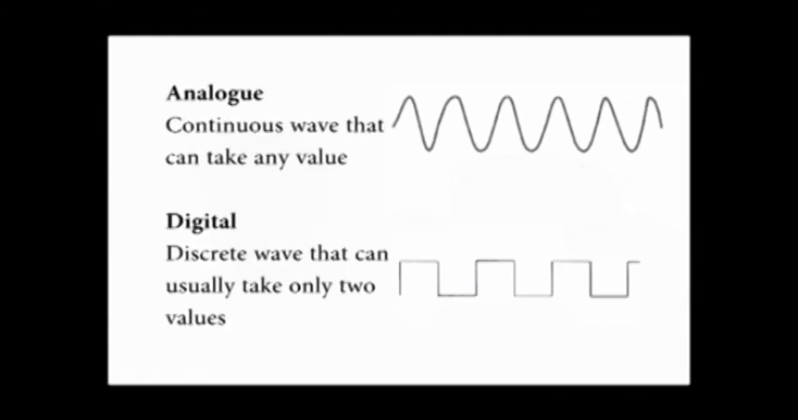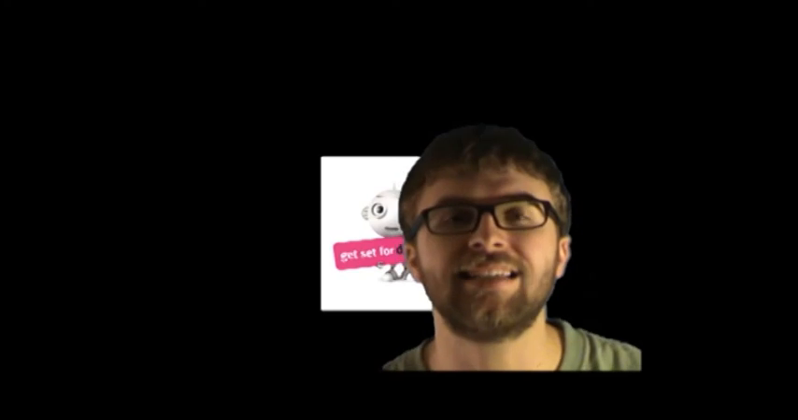Analog waves vary continuously. This means they can take on any number, whereas digital waves look more like tower blocks. They only take on a couple of discrete values, usually 0 or 1. Digital waves are really good because you can easily remove noise from the signal. They're also able to be processed and used by computers.